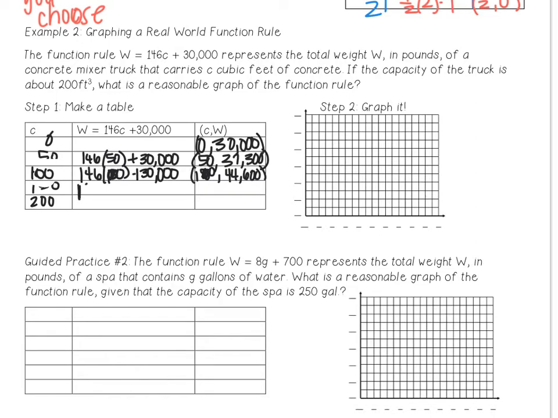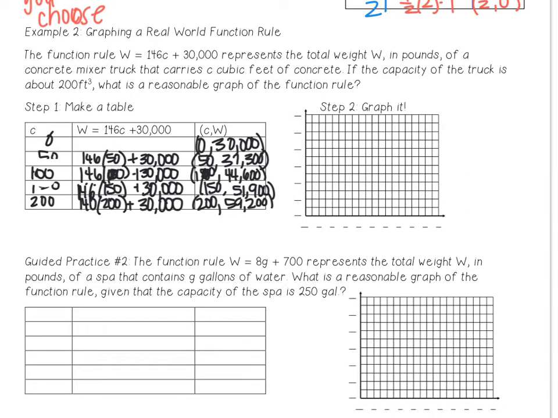If I plug in 150 this time, plus 30,000, that's going to be 150 and 51,900. Then let's plug in 200. And that's going to be 259,200. That's my upper part of my graph.